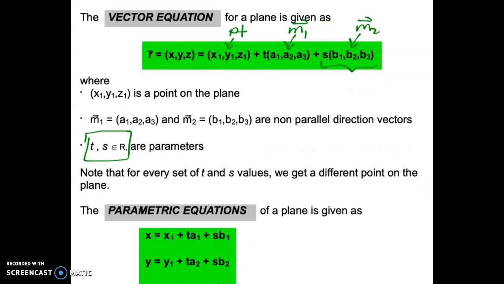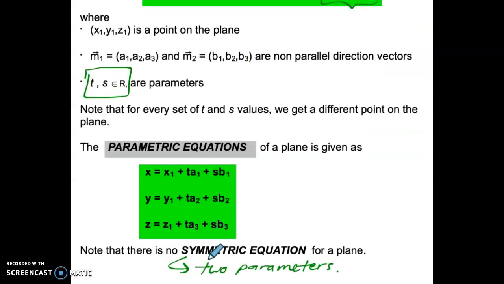For parametric equations, same idea as parametric equations of lines. All you're doing is you're splitting it up into the x component, the y component, and the z component. So same thing, just this time, of course, there is that third bit to it. For symmetric equations, there are no symmetric equations for planes. And the reason is because symmetric equations is what you get when you isolate the parameter. But here there's two parameters, so we can't isolate them both at the same time, so there's no symmetric equation.